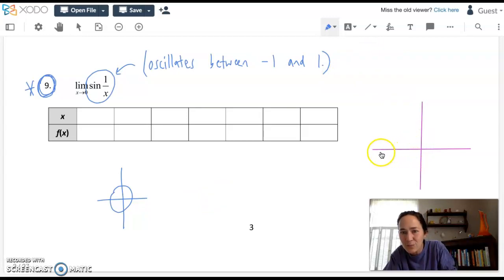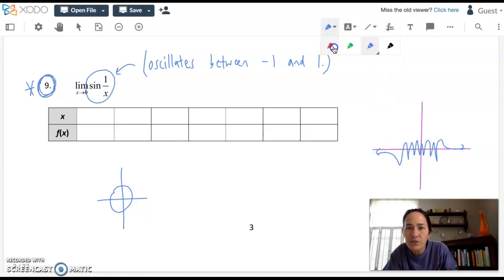So here's my best sketch. Please don't throw tomatoes at me. That's what it's kind of looking like. Can you write that phrase there too, just to remind yourself? This is an infinite amount of oscillations.